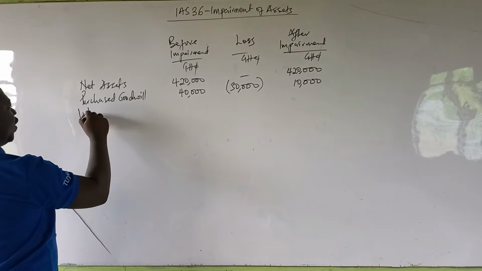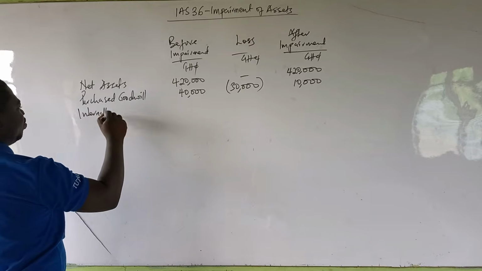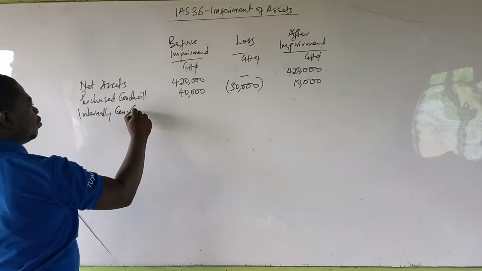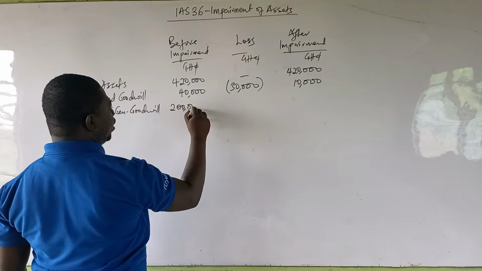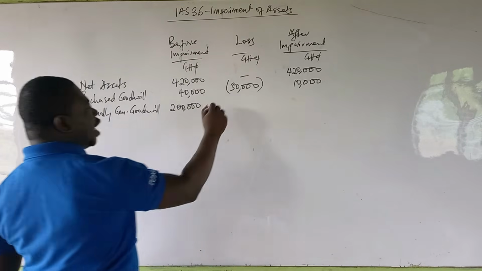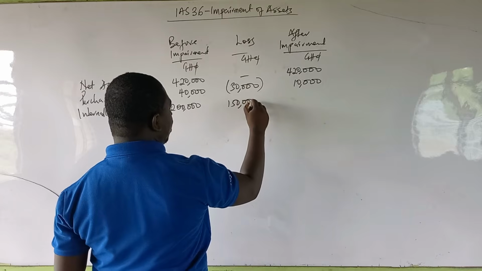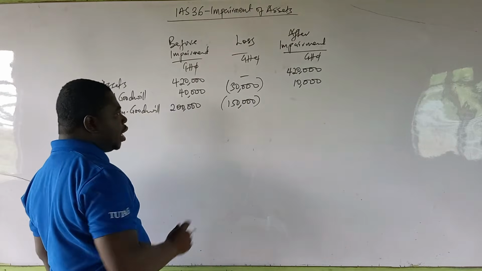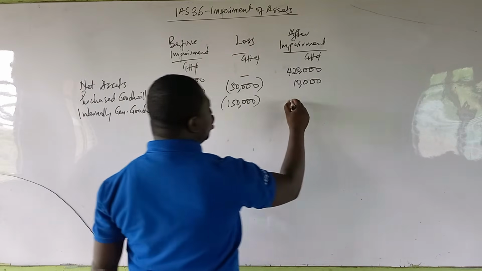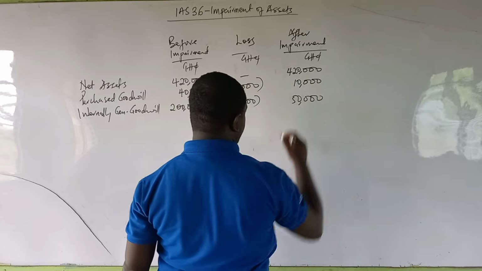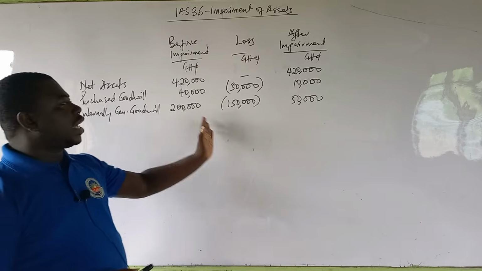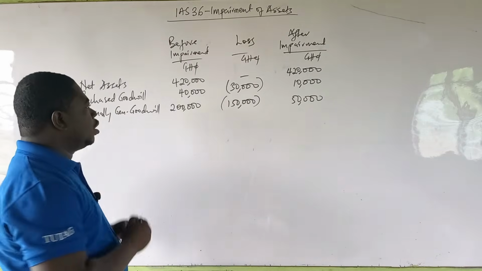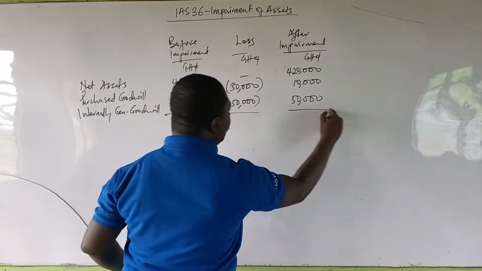And then finally, we have the internally generated goodwill. That was originally 200,000. But we are allocating a loss of 150,000 as per the calculation we just made. So when you take 150,000 out, you'll be left with a balance of 50,000. So this is how you are going to do the allocation. We subtract them from the intangibles before we even think about the tangibles.